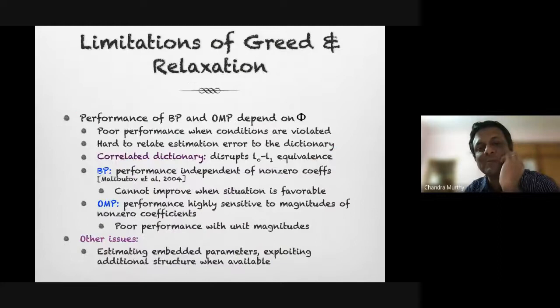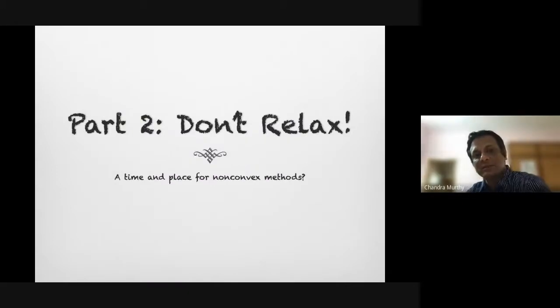So often, however, we would like to have some insight into how the estimation error depends on this matrix phi. And if the measurement matrix phi has correlated columns, then again, many of these algorithms can fail. And there are other issues like estimating embedded parameters and so on. So to overcome some of these, one can look at non-convex methods.